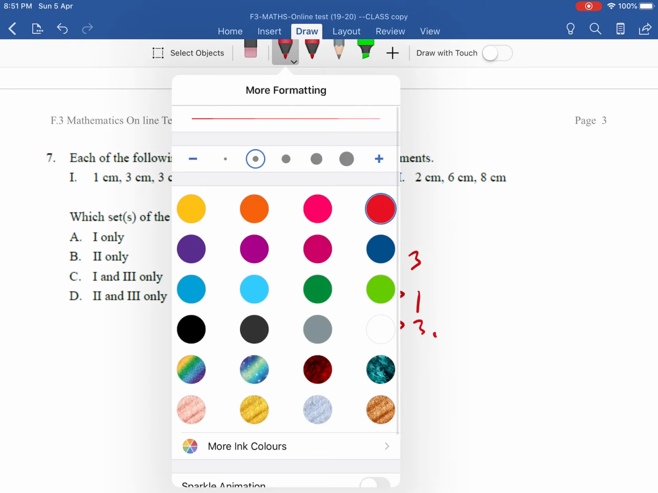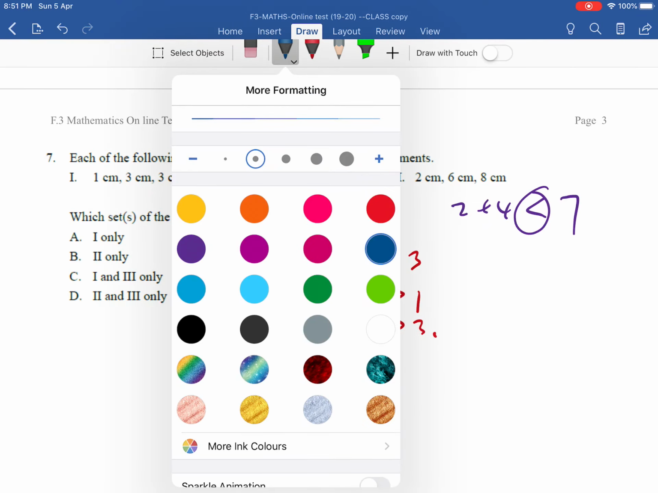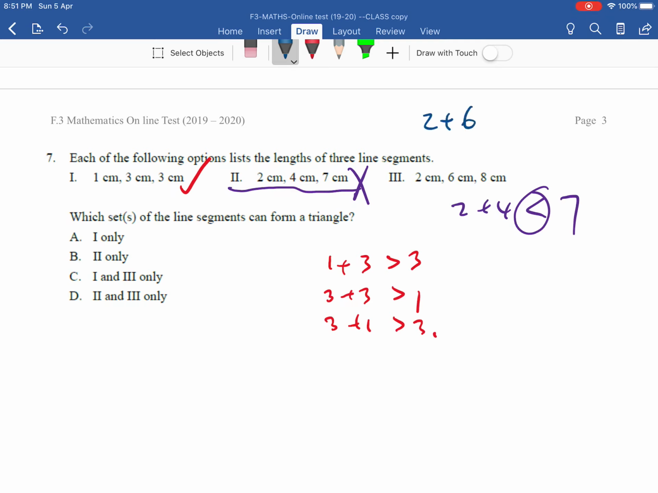And then I try this one, using purple color. You see that 2 plus 4 is less than 7. So this is wrong. And then I try the third one, 2 plus 6 equals 8, is not greater than, so it is again not correct. So the correct answer is only A. Some students say that 1 and 3, because they forget it should be greater than.